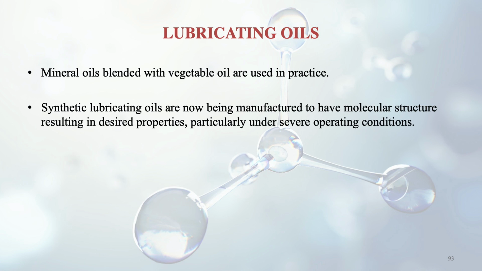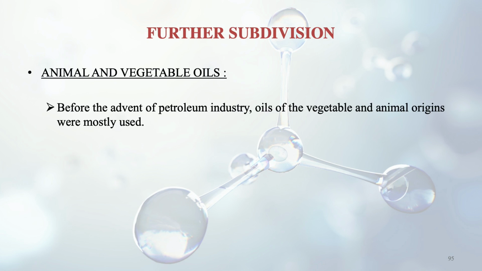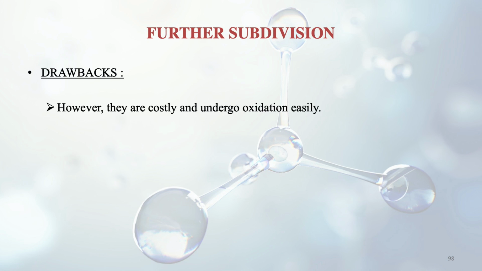The first one is the animal and vegetable oil. Before the petroleum industry came into existence, we were using these, the animal and the vegetable ones, and they actually have very good oiliness. But there are certain drawbacks, like they are costly and undergo oxidation easily. And the product of the oxidation is very gummy and acidic. So it will be sticking. Instead of providing lubrication, they will be increasing the friction.